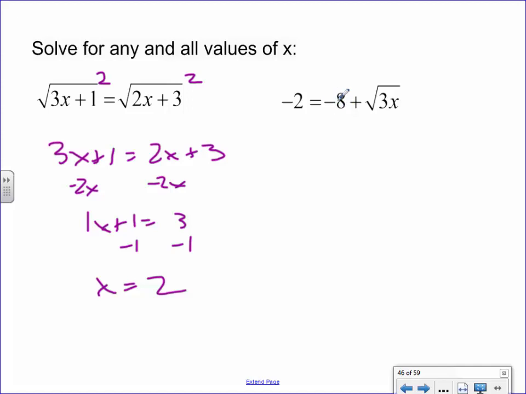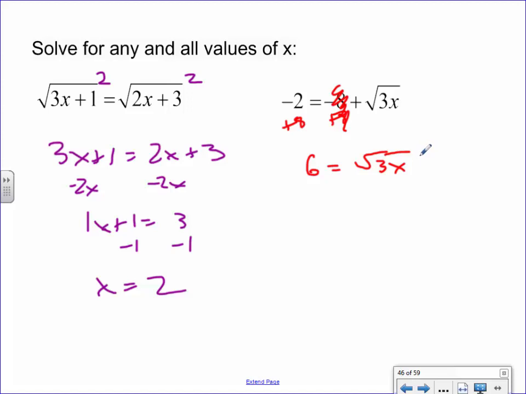Watch this. See how there's an 8 on this side right here? There's a -2 over there. Those are like terms. Before I get to the squaring part, why don't I add 8 to both sides? See how now that -8 and +8 is gone? And what I'm left with is 6 equals root 3x.